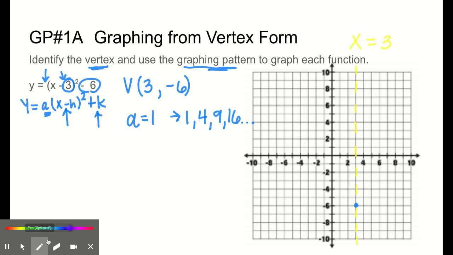So from our vertex, we can now apply our graphing pattern. So from the vertex, we go up 1 over 1. From the vertex, we go up 4 over 2. And again, I'm counting from the axis of symmetry when I go over. Then we can go up 9 and over 3.